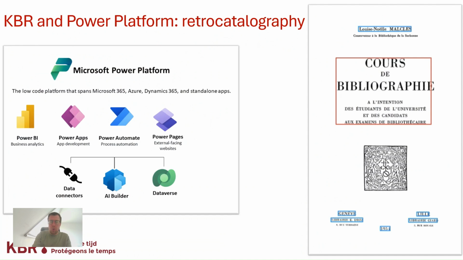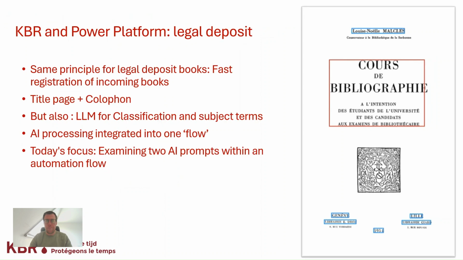And as you can see, one of the main components of the Power Platform is AI Builder. AI Builder is a Microsoft offering of AI models, custom or pre-trained, to use in your automatization or application. And we use now the same principle for legal deposit. So we scan the title page, but also the colophon to detect title, author, but also ISBN, legal deposit number, the information that you can find on the colophon of a book.